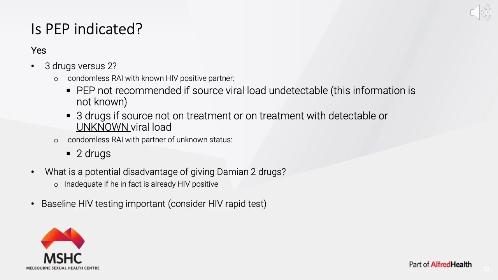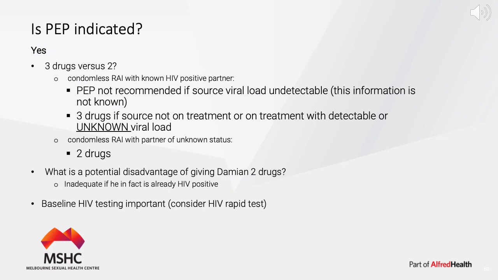So would you give him PEP? Yes, because he had condomless receptive anal sex. And would you use 3 drugs versus 2? So we said if someone has condomless receptive anal sex with a known HIV positive partner, and if that person is on treatment and has an undetectable viral load, U equals U. But we don't have this information. He has no idea about the source's viral load if he is HIV positive. Then 3 drugs if the source is not on treatment or we don't know what his load is. And we use 2 drugs if the sex is with an unknown partner.